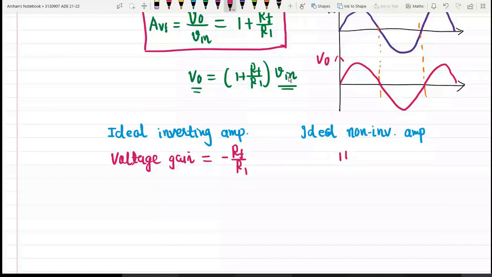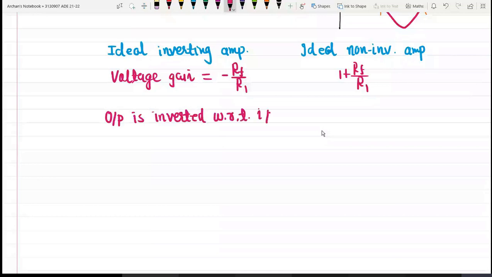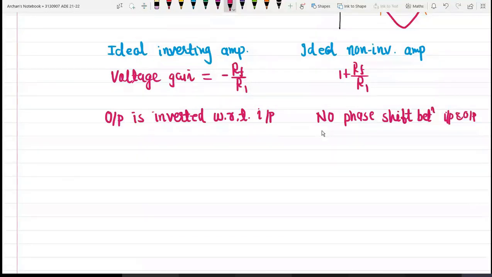Second one is output is inverted with respect to input. In this case, output is inverted with respect to input, while in case of non-inverting amplifier we have seen no phase shift between input and output. Here in case of inverting amplifier, the voltage gain can be adjusted as greater than or equal to or less than 1.